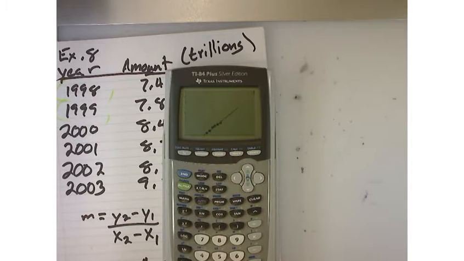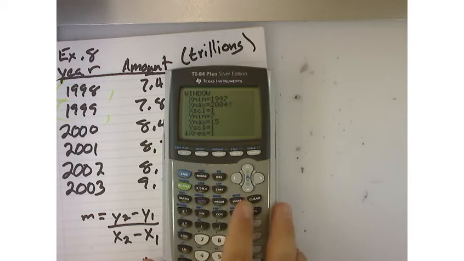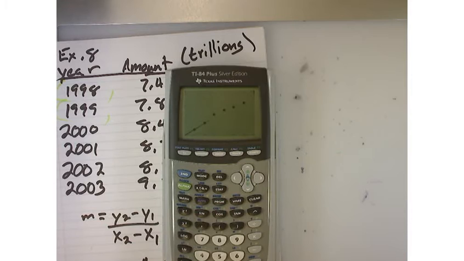Well, bam. Now I'm going to hit the window. I want to zoom in on those a little closer, so I'm going to hit the window, and I'm going to say 1997. I'm just going to go 1 year above and 1 year below, 2004. Now what should I enter in the Y direction? 7 and 10. Now when I graph, it changes it.